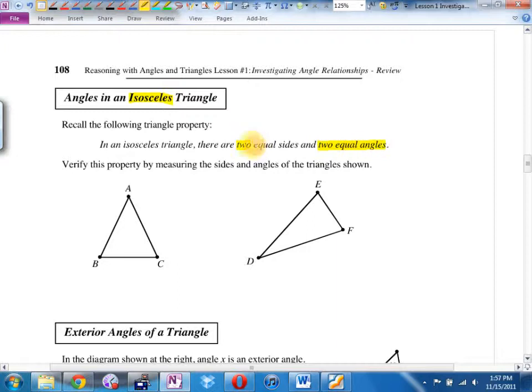Here's how we show this. It says verify this property by measuring the sides. We're not going to. Instead, we're going to signify that the sides are the same by using hash marks. Look up. Right now, those two sides have different lengths, even though they look the same. How do you know that? How many hash marks does this side have on it? This side, how many does this have? As soon as I do that, what I'm telling you is those are both the same length.